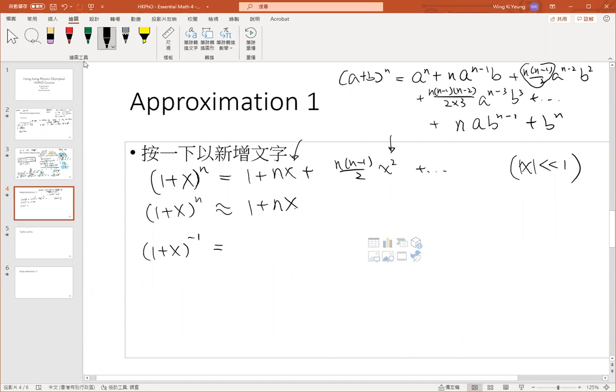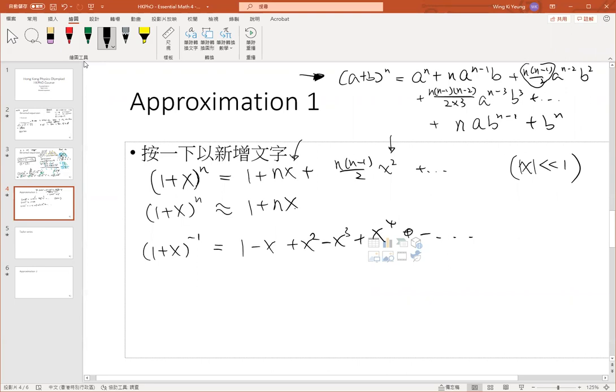Now if n is negative 1, we can still use this formula to expand (1 plus x) to the power negative 1. If you do it, you get a very interesting series. That is 1 minus x plus x squared, minus x cubed, plus x to the power 4, and so on.